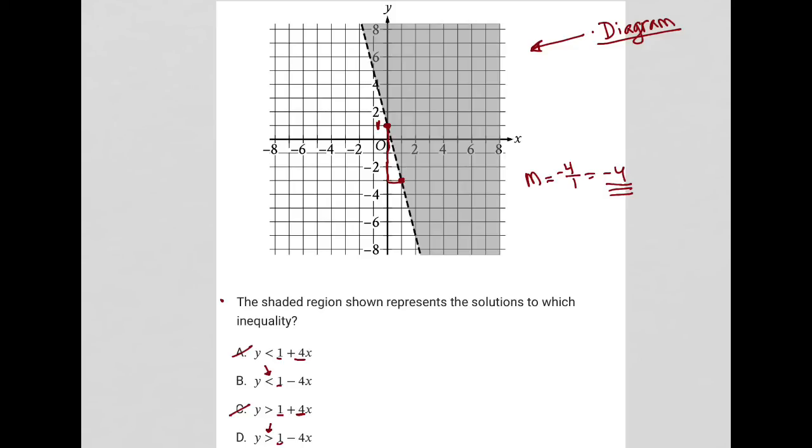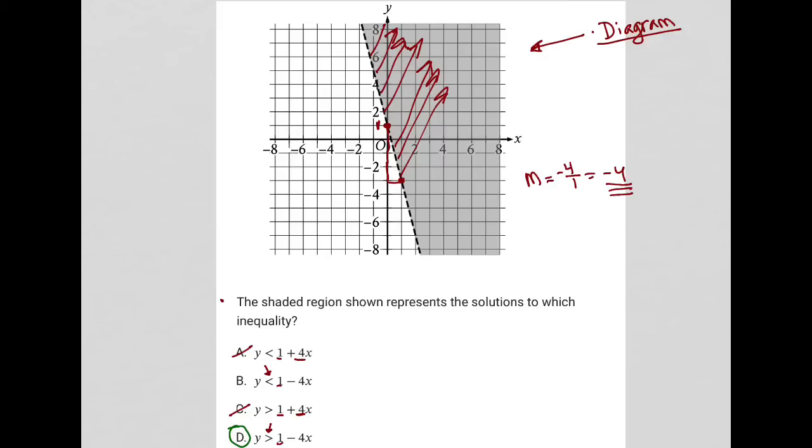Because the shading here is above the line, it includes y values that are higher than where this dotted line is. That means we want to have y is greater than that equation. So we are going to have choice D as our answer here.